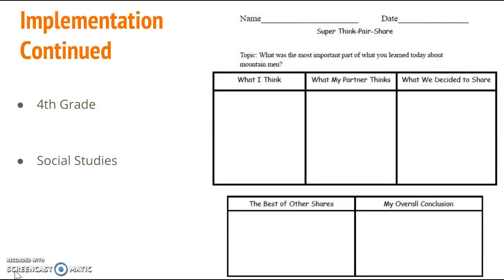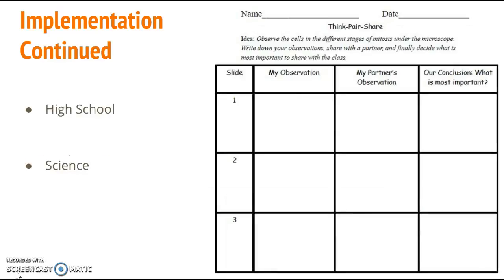In fourth grade, there's social studies, and this one, I really like this think, pair, share. It's a super think, pair, share. They do all the same, what I think, what my partner thinks, what we decide to share together. But in this one, they also use the best of other shares, so other students in the classroom and what they shared, and then their overall conclusion with all of the data. I did this on a fourth grade social studies, and what was the most important part you learned about mountain men today. So then you can clear up misconceptions and understand where the students are at with it.